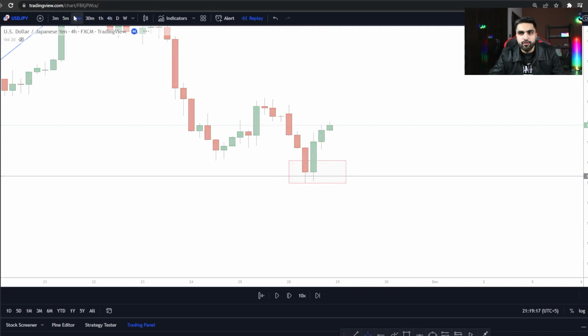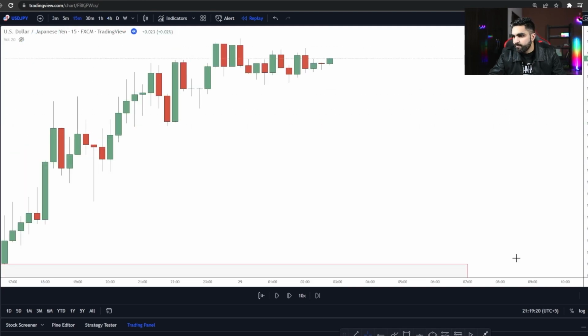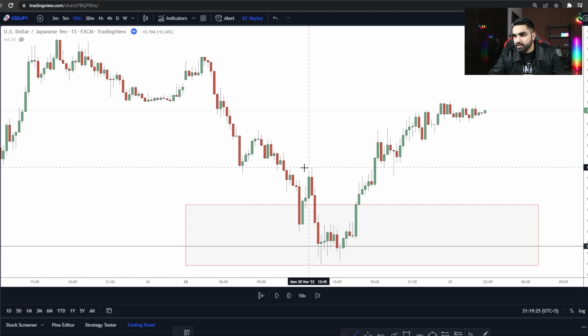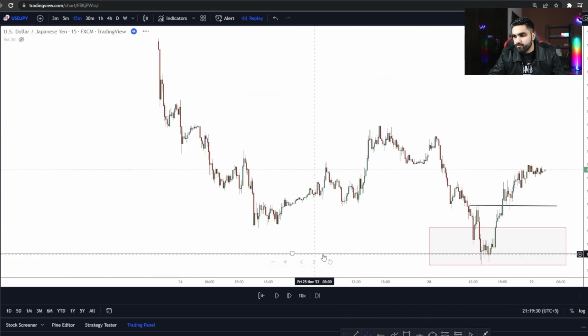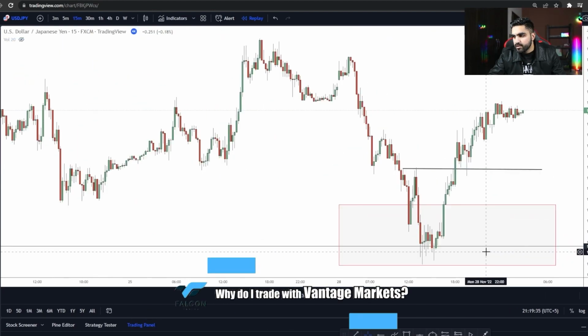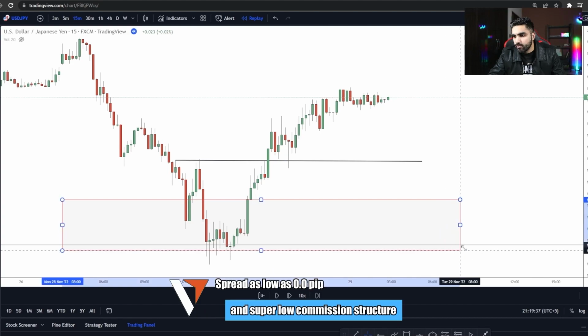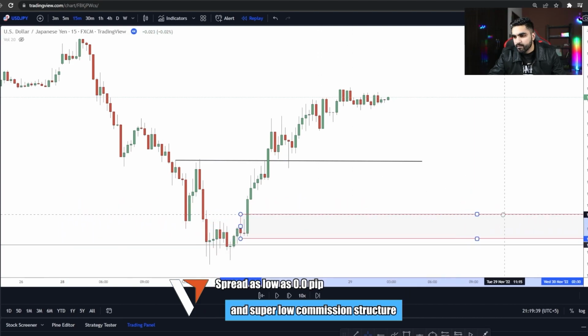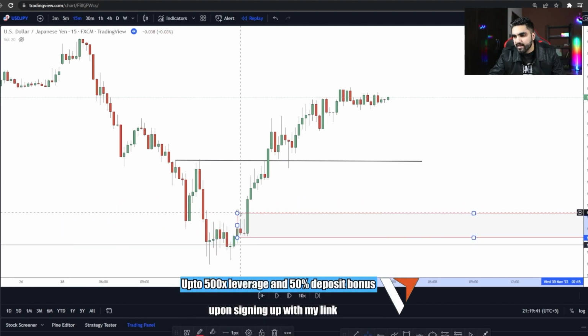So we need to go down to the 15-minute time frame, and on the 15-minute time frame there was this structure that the market broke after it liquidated a lot of positions at the swing low, which we can see from here. We liquidated a lot of positions, and we have the extreme order block area right here. For me, this is the area from where I can take the trade.